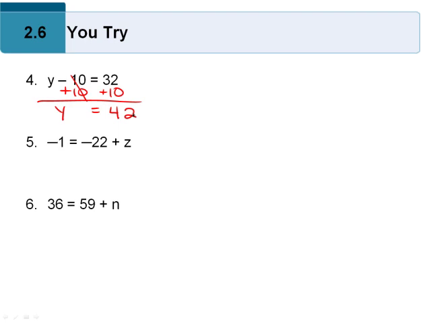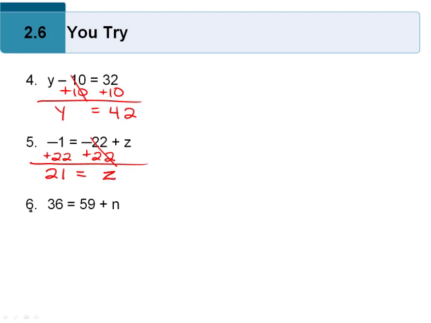Okay? On number 5, we have negative 1 equals negative 22 plus z. So z is my variable. We're trying to get rid of that negative 22 that's on the same side with our variable. So we're going to add it. Do the opposite. Okay? Add 22 to both sides. So negative 1 plus 22, we have to subtract there and get positive 21. The 22's cancel, and the z comes down.